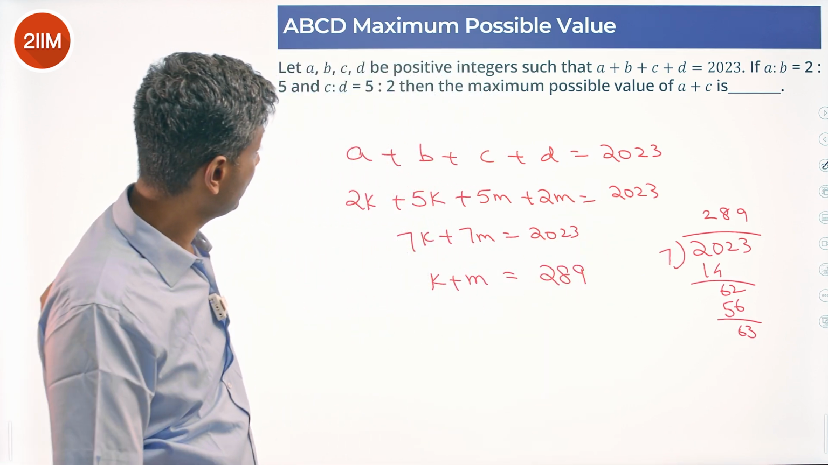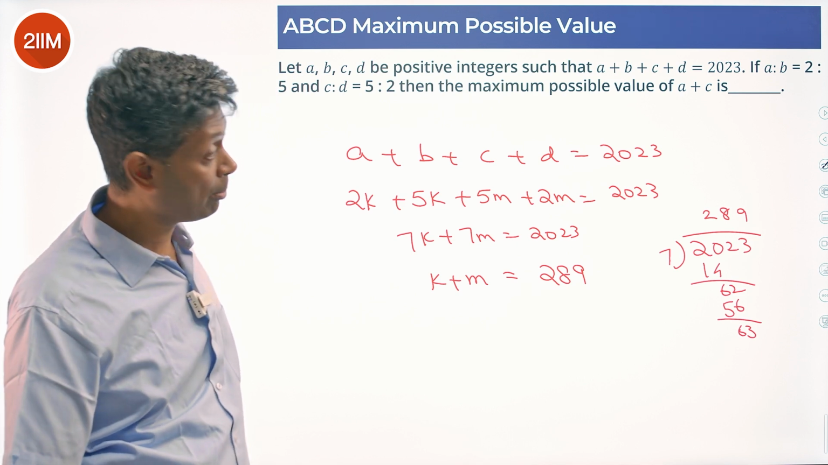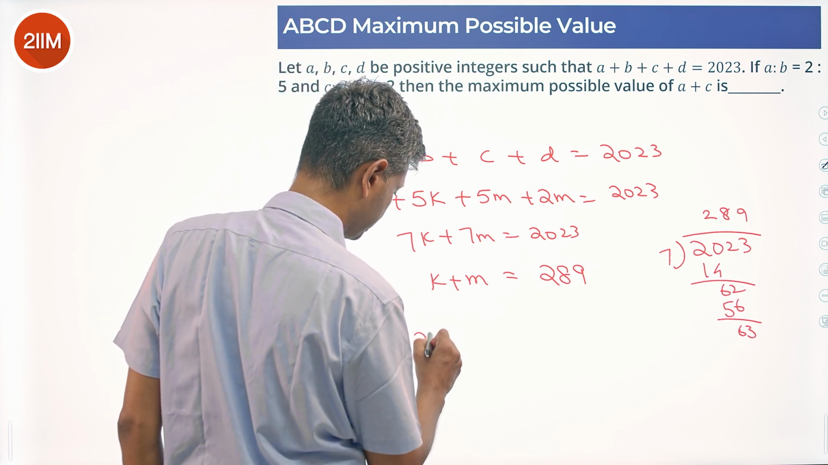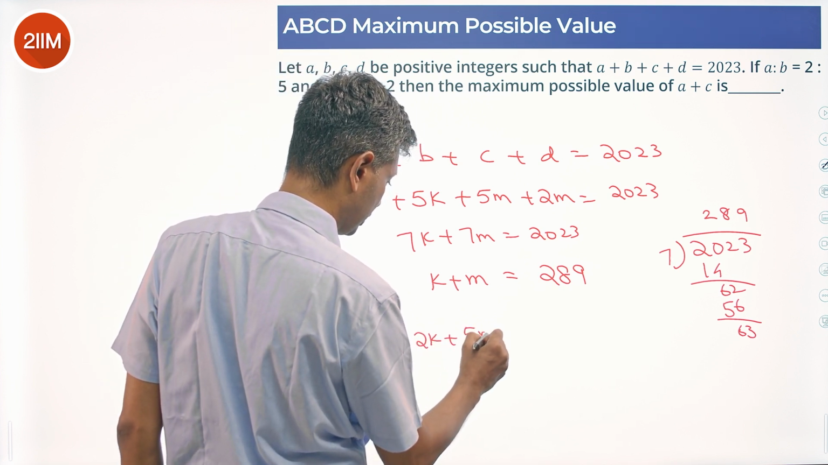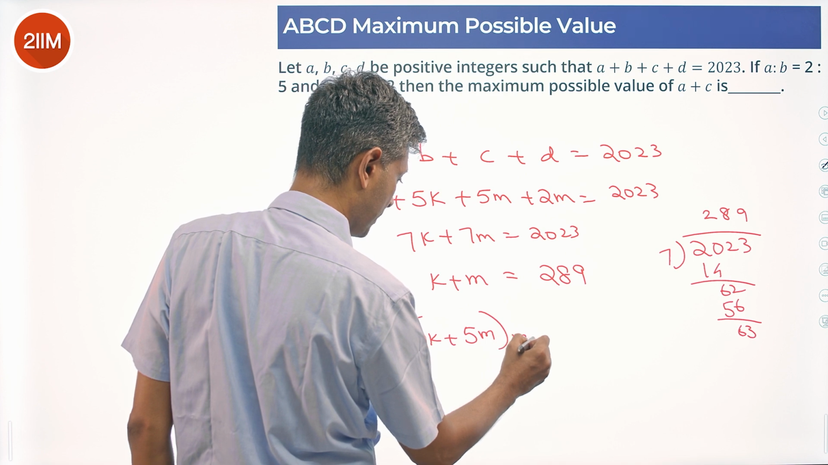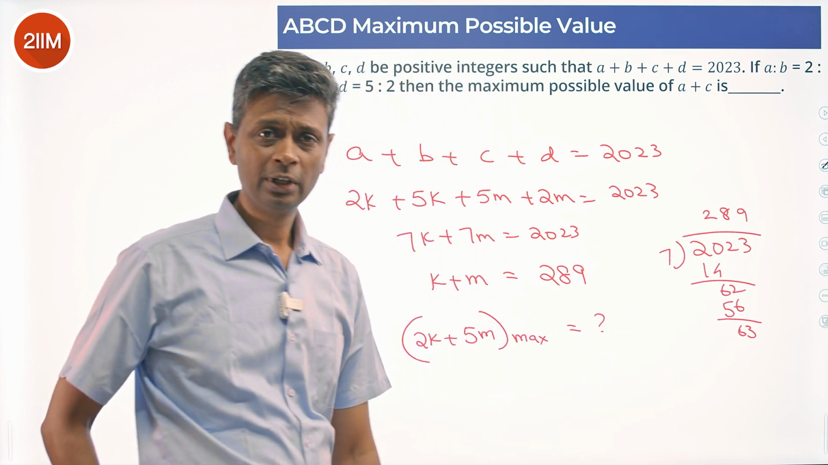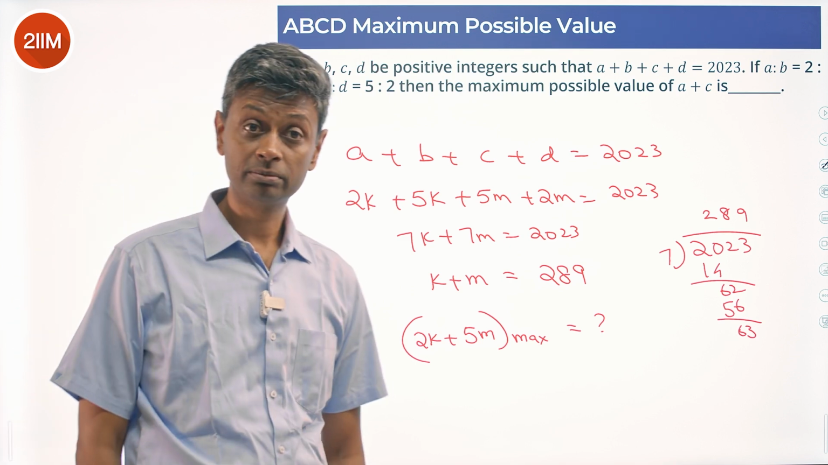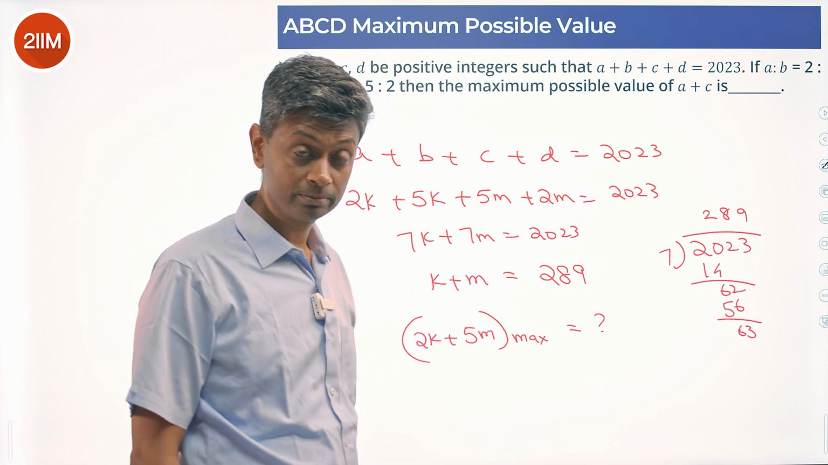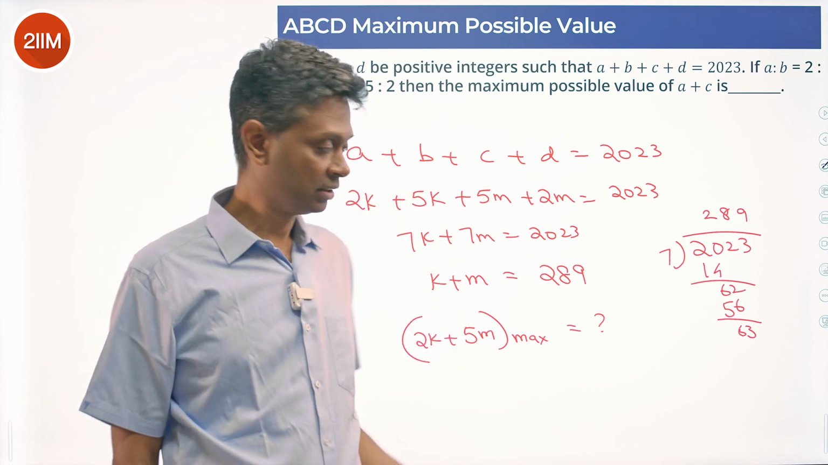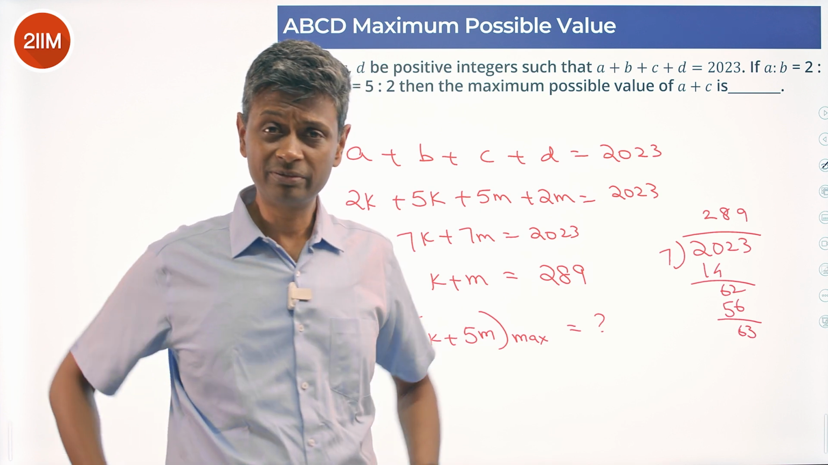Brilliant. Then the maximum possible value of A plus C is very interesting. A plus C is 2K plus 5M, maximum. What is this equal to? K plus M is 289. 2K plus 5M. And so if I increase K, M will decrease. If I increase M, K will decrease. I want this to be maximum. When will this be maximum?